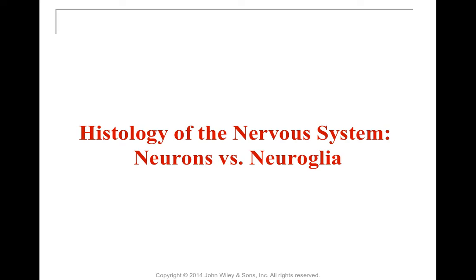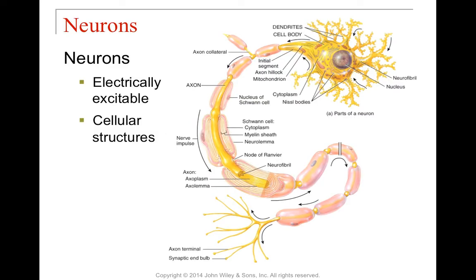I always like to liken neurons to princesses. Neurons don't do anything for themselves. Neuroglia are the handmaids of the neurons, and there's a ton of different types of handmaids that all perform different functions. But what is a neuron?